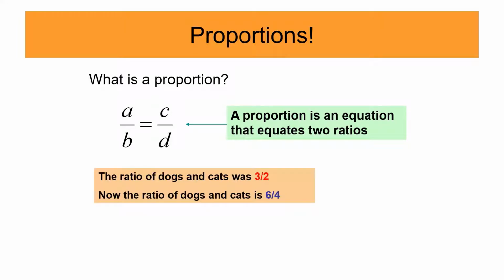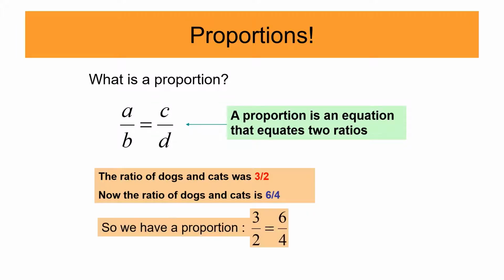For example, consider two ratios. The ratio of dogs and cats was 3 by 2. Now, the ratio of dogs and cats is 6 by 4. So, we can write down the proportion as 3 by 2 is equal to 6 by 4.